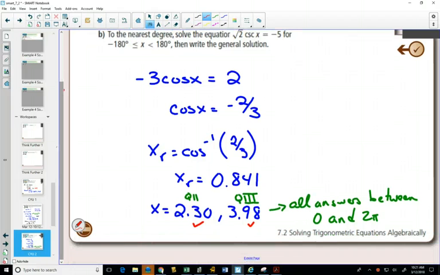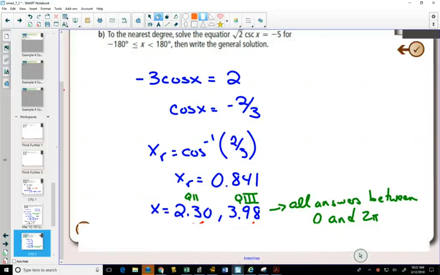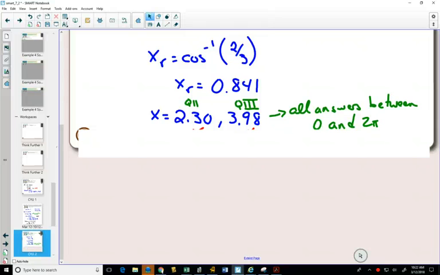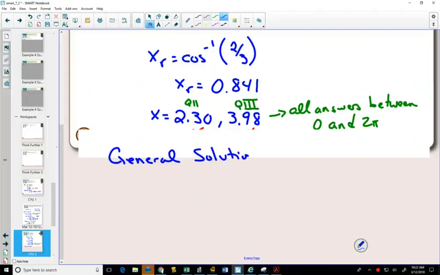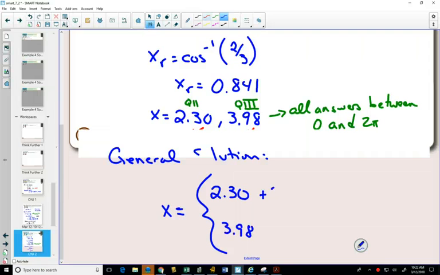So now that we've got our solution, we can write out our general solution. And your general solution says take all of your answers. Wow, worst squiggle bracket ever. That's better. Take all of your answers between 0 and 2 pi, which is 2.30 and 3.98. Add 2k pi, because we're dealing in radians here, where k is an integer. Perfect.